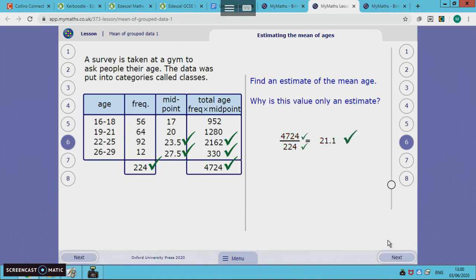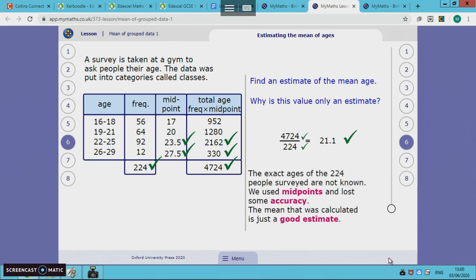Perfect. Let's think about why that's only an estimate. Well, because we lost accuracy when we put them into groups. So we use midpoints and lose some accuracy. So when you use midpoints, you lose some accuracy, but it just means that you've calculated a good estimate.